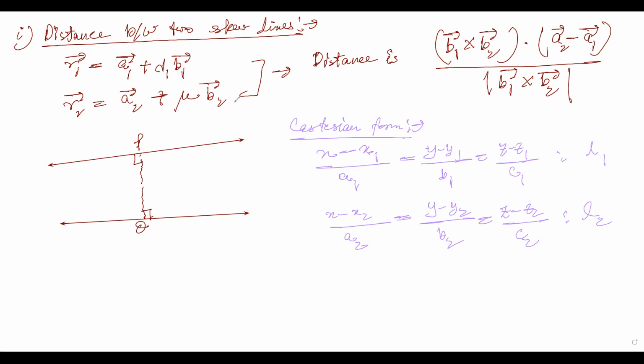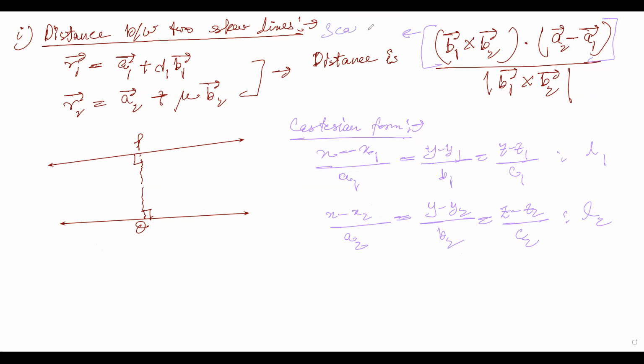Now, if you talk about Cartesian form, a2 minus a1 would be the difference between points. So this would be x2 minus x1, y2 minus y1, z2 minus z1. Right?